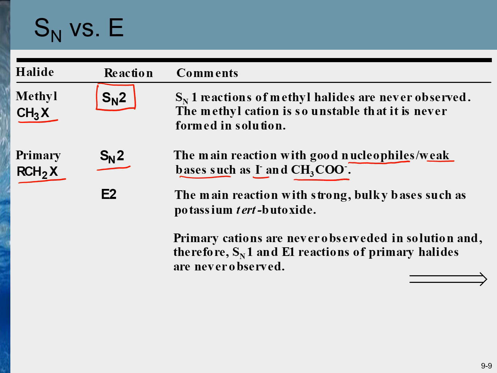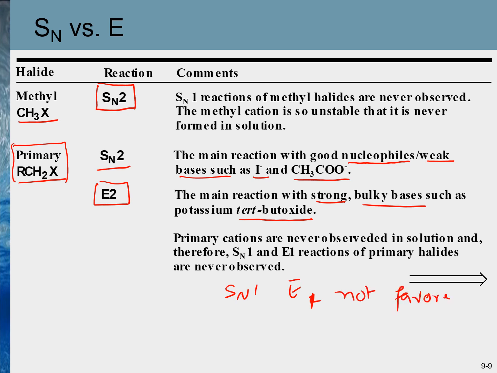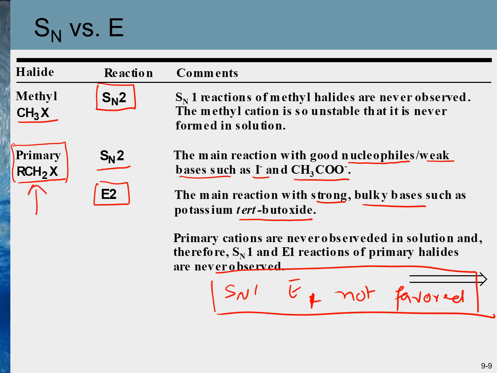But if we use a strong and bulky base such as tertiary butoxide, then E2 will be the major product. And in case of primary alkyl halide, both SN1 and E1 are not favored. Okay, so what we can generalize is that if we use the primary haloalkane and a strong nucleophile but a weak base, then SN2 will be the major product. But if we use a strong bulky base, then E2 will be the major product.